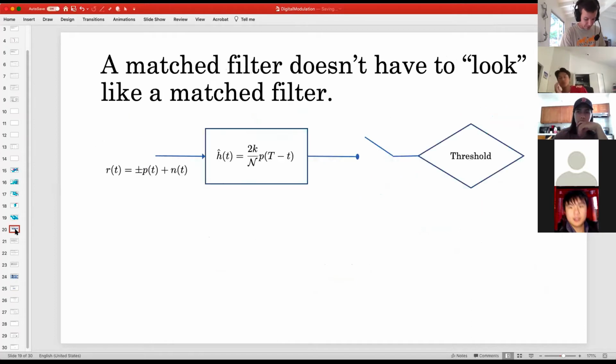All right. And lastly, this is the picture that we've got so far. This commutator closes at t equals big T. Then we take the result of that and put it through the threshold detector. And this is then either 1 or 0, depending on the sign of this signal. And this was our received antenna.